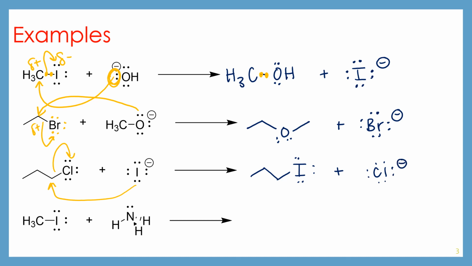And then in the next reaction, we have kind of an interesting one. All of our nucleophiles so far have been negatively charged. But in this next one, our nucleophile is actually neutral, but it still has a lone pair, and it's still a pretty decent base, so it's going to be able to do a nucleophilic substitution anyway. It's going to attack the carbon and kick out iodine.